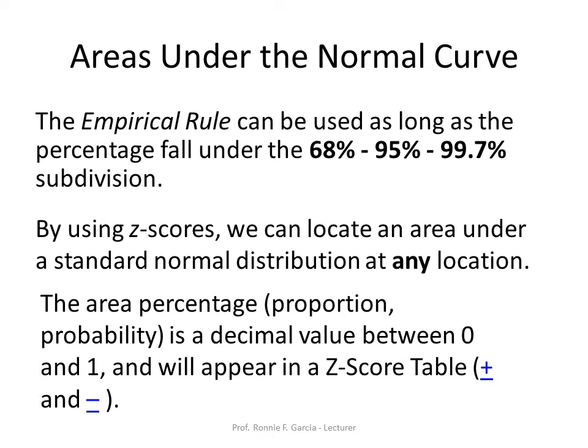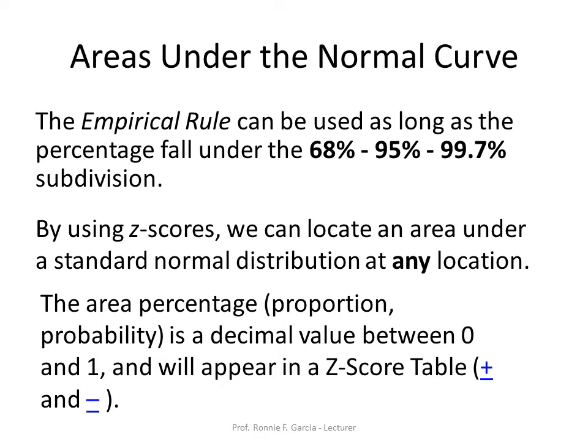So the area or percentage or the proportion of probability is a decimal value between 0 and 1. This is pertaining to the characteristic of the normal curve that we have discussed last time, that the area under it is equivalent to 1 if you are talking about the overall area. So the highest value that you can give is 1.